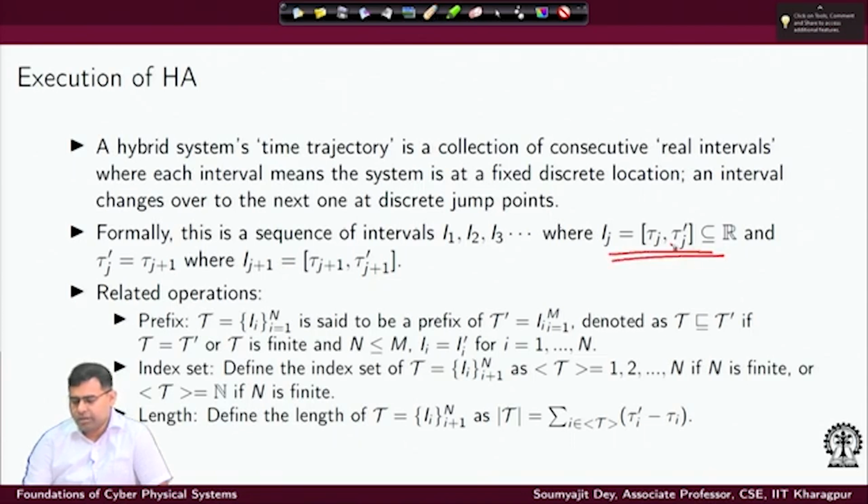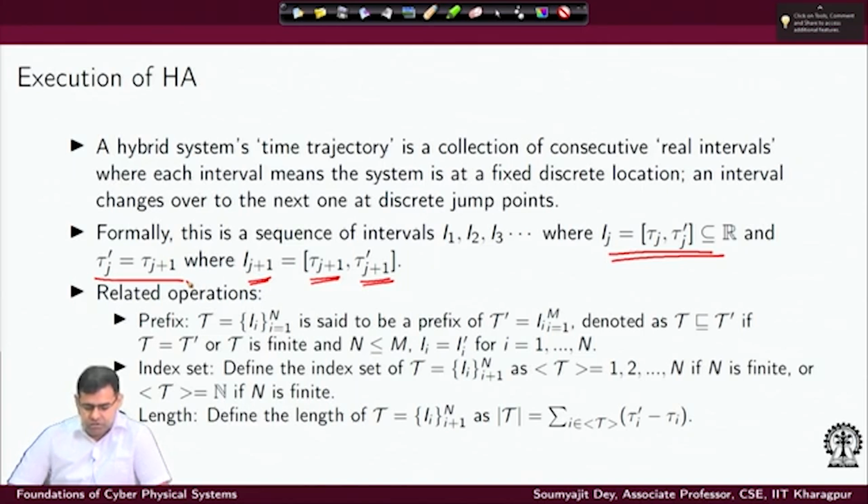And for every such interval Ij, there are two real time points, tau j and tau j prime, right? And this interval is a subset of the real set, right? And the next interval is I j plus 1, starting from tau j plus 1 up to some point tau prime j plus 1, right? And what happens is that tau j prime is equal to tau j plus 1, so the end point of Ij must be equal to the start point of the next real time interval, which is I j plus 1. So, tau j prime is equal to tau j plus 1. Okay. Now, there are these related operations. One is this prefix operation.